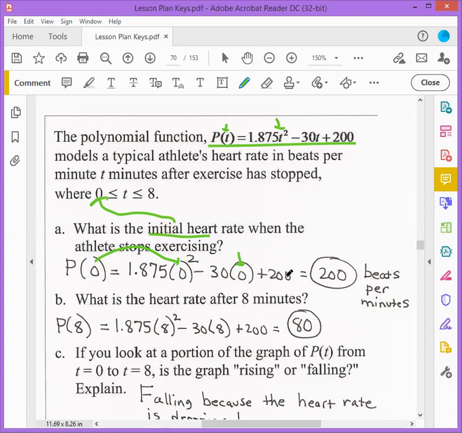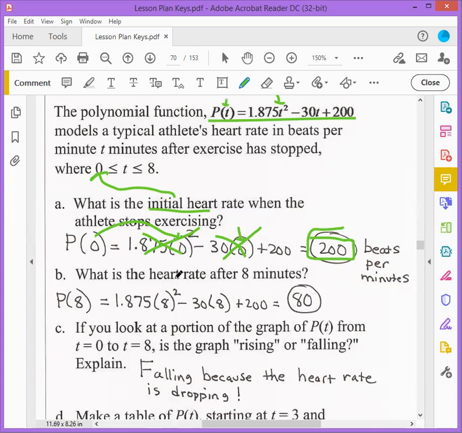Now we need to simplify. Now p of 0 equals that 1.875 times 0 squared. 0 times any number is 0. So minus 30 times 0 again is 0, plus 200. So we'll get that initial heart rate as being 200 beats per minute.